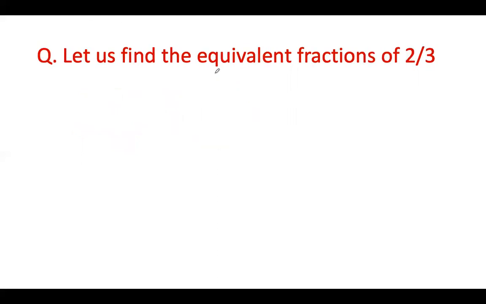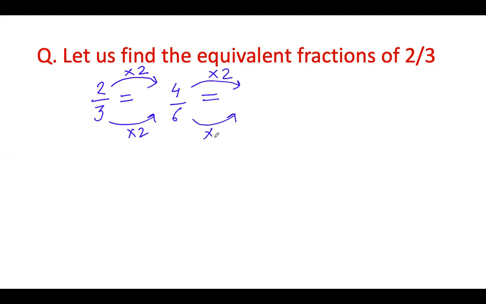So the next question is, let us find the equivalent fraction of 2/3. How can we find? So we again multiply by 2. For the numerator, we get 4, and for the denominator, we get 6, right? How can you find an equivalent fraction of 4/6? We again multiply by the same number 2 with both the numerator and the denominator, and we can get 8/12. So now we find the equivalent fraction of 2/3. So I hope you understand that.